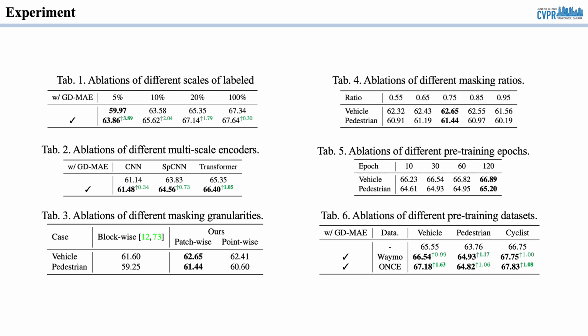Table 5 shows that using more epochs can further improve performance, which demonstrates the learning capability of our model. To prevent overfitting on the same dataset, we pre-train the model on the ONCE dataset and then fine-tune it on the Waymo dataset. As shown in Table 6, GD-MAE consistently boosts the accuracy of all categories.